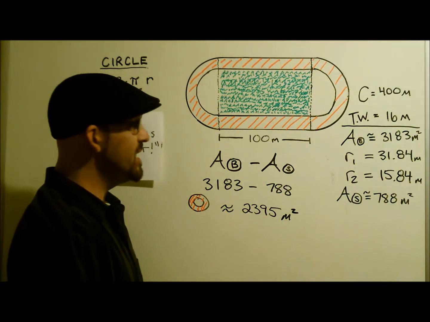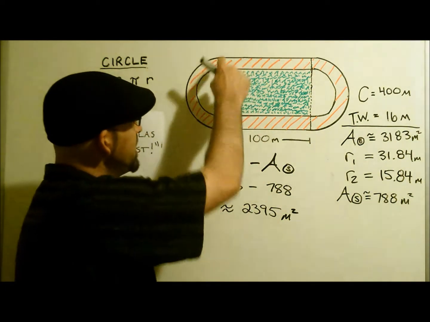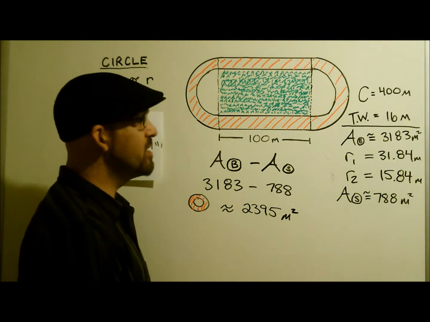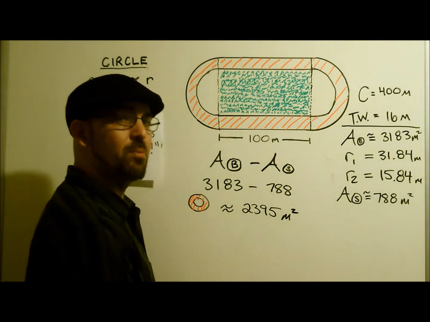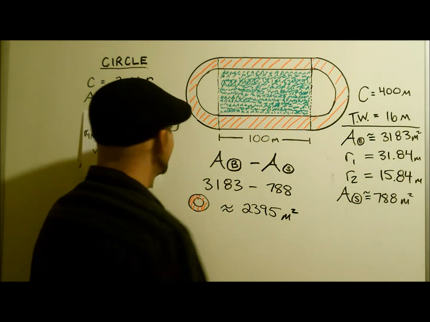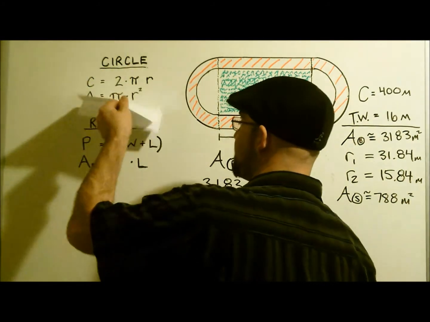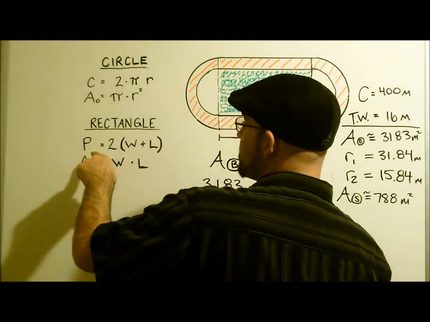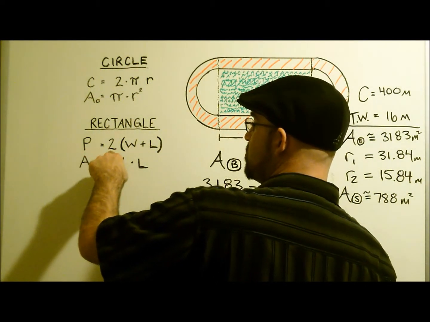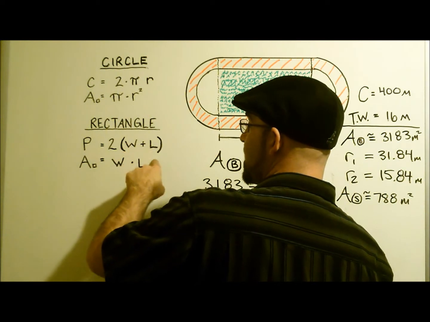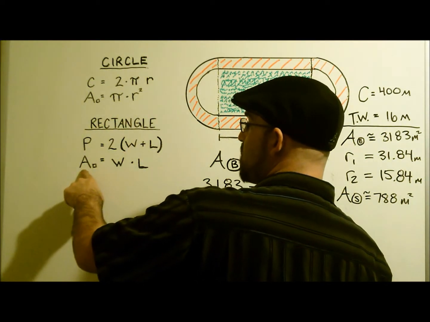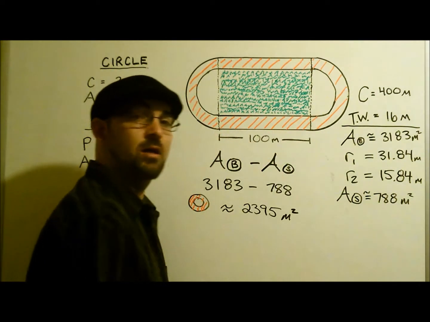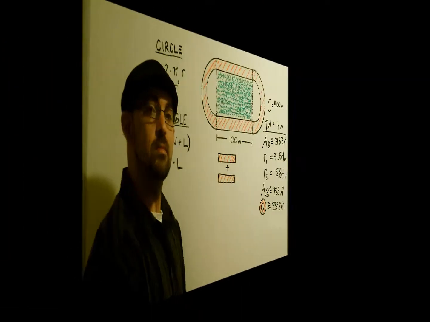We're not quite done yet. We still have this big rectangle in the middle. What do we know about rectangles? What kind of formulas do we know? Let's go back to the formula bank. Rectangles. We know the perimeter is 2 times the width plus the length, and the area of a square is the width times the length. I think those might be useful.